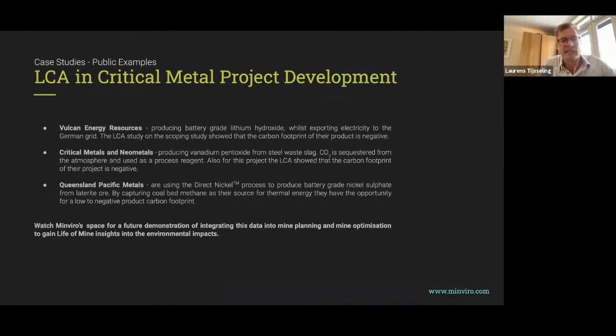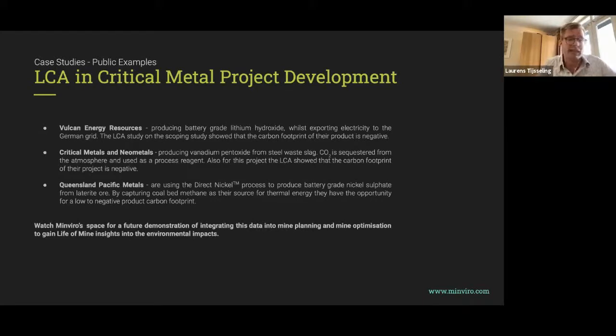And actually what we're seeing at the moment is that using life cycle assessment in critical metal project development is getting more and more recognition. And just to go through a few examples. So probably one of the most famous ones in Europe at the moment is from a project owned by Vulcan Energy Resources. So they're producing battery-grade lithium hydroxide, lithium being a metal critical for the energy transition, while simultaneously exporting electricity to the German grid. And by doing that, using LCA, it actually shows that the carbon footprint of the product is negative.